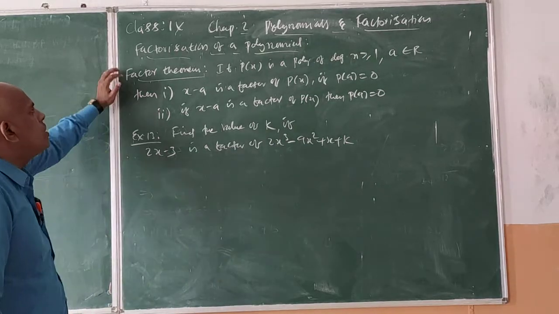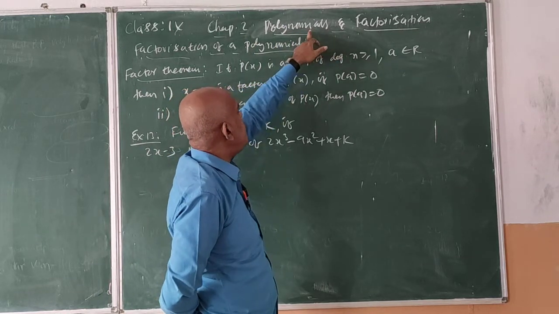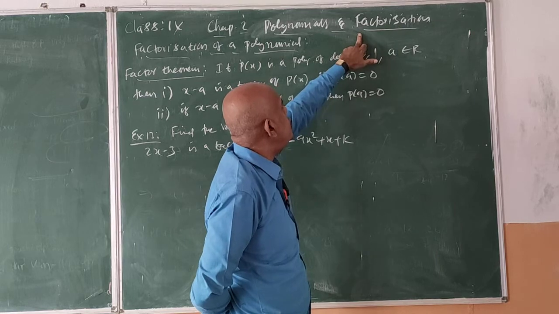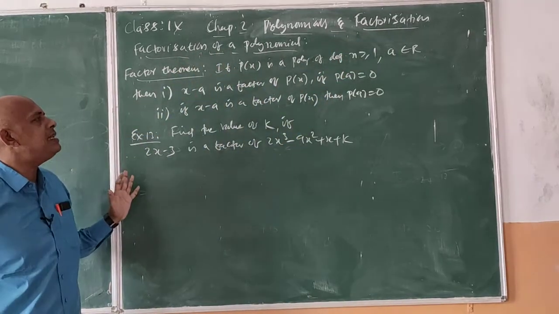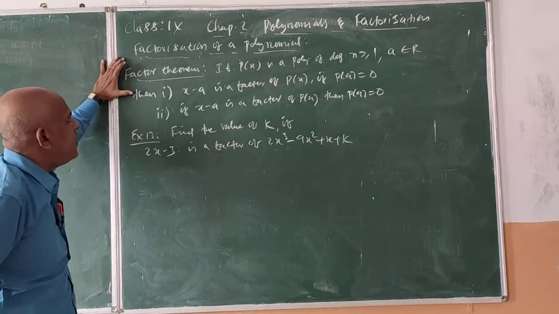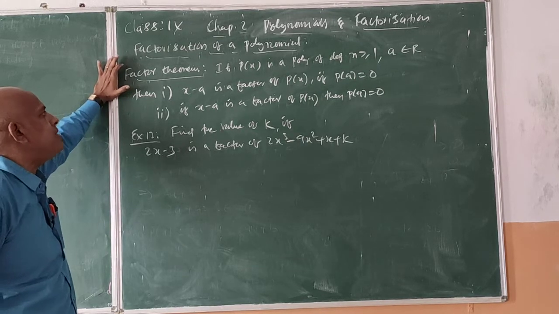Okay, children, the first part of this chapter, chapter 2 polynomials and factorization, polynomials, is completed. We are moving to the second concept, the second topic in this chapter, factorization. Factorization of a polynomial, already learned in the 7th and 8th class. Additionally, one more concept is there in factorization, that is the factor theorem. What does this factor theorem mean? It depends upon the remainder theorem only.